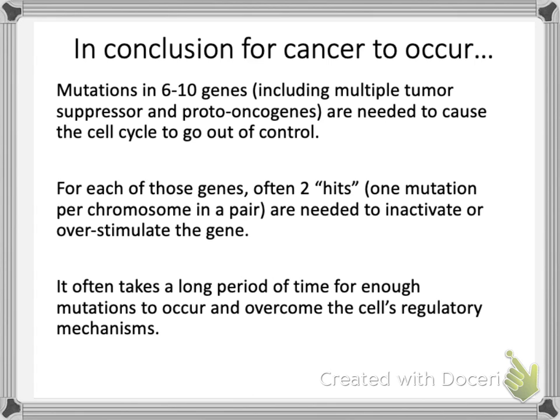So in conclusion, mutations in 6 to 10 genes, including multiple tumor suppressor genes and proto-oncogenes, are needed to cause the cell cycle to go out of control. So we have to shut them down. 6 to 10 genes need to be shut down. For each of those genes, often 2 hits, 1 mutation per chromosome in a pair, are needed to inactivate or overstimulate the gene. So really, when we say cancer is the accumulation of mutations, it's not just 6 to 10 genes. It's often 12 to 20 mutations that have to accumulate because you need 2 hits per gene.